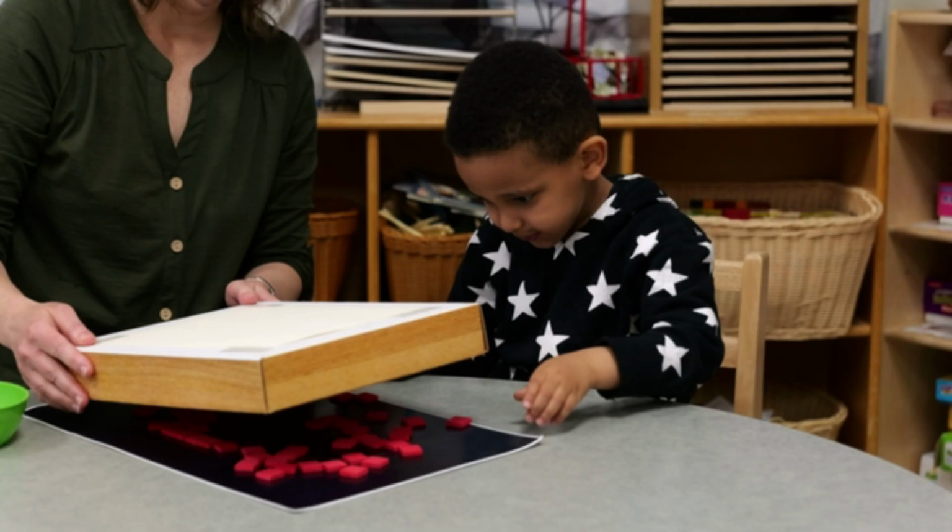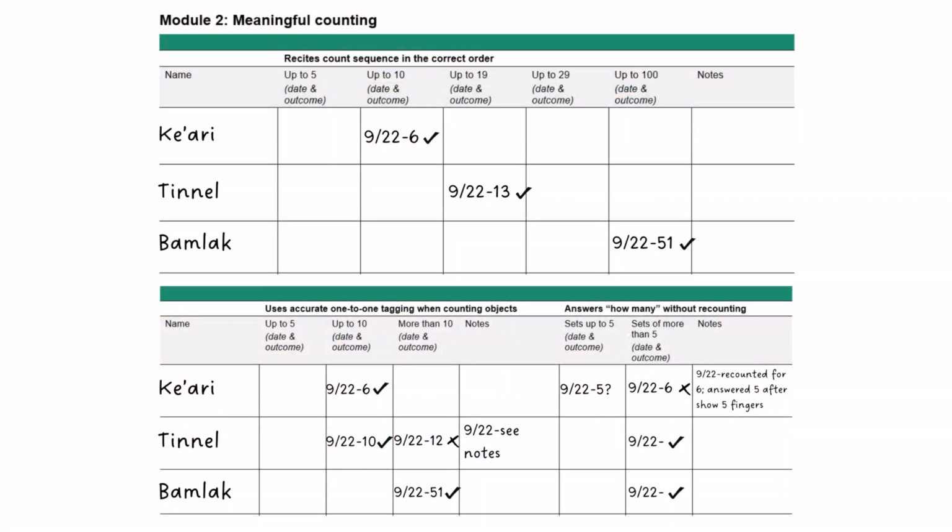Based on your observation and the number and operations and meaningful counting developmental progressions, what should be the teacher's next steps with Bamlak? Pause the video and jot down your thinking in your Teacher Learning Journal. Bamlak's strong counting skills mean he is ready for the next step in the number and operations developmental progression, making counting-based comparisons of collections larger than 3. Now that you've completed observations for all 3 students, you're ready to update the classroom sheet.